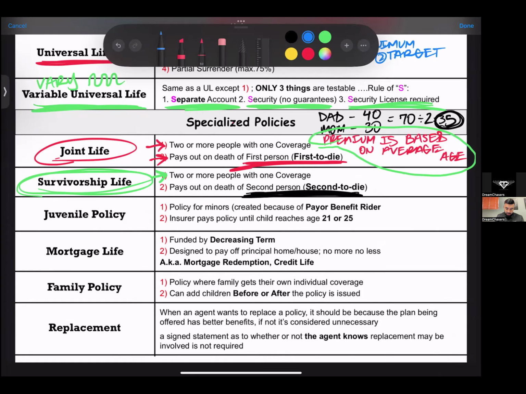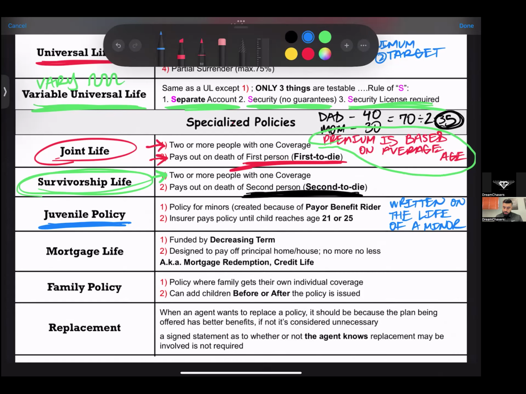Next type of policy is what is known as a juvenile policy. A juvenile policy is written on the life of a minor. So it is not purchased by a minor. It is not bought by a minor. A juvenile policy is written on the life of a minor. So this is obviously a juvenile, someone that's below 18 years old. Technically, they don't work yet legally, so they cannot buy life insurance themselves.